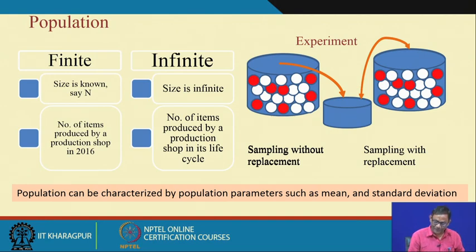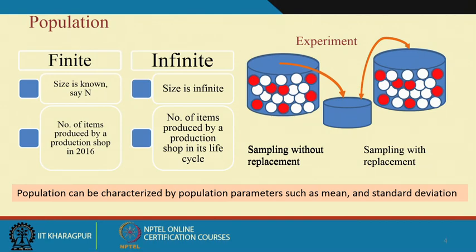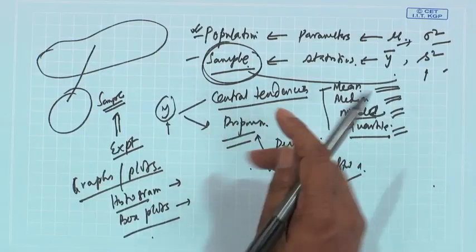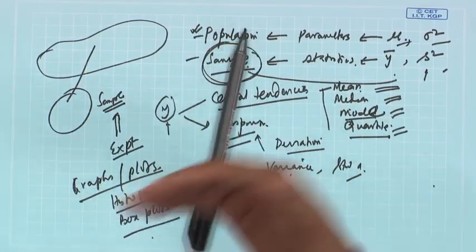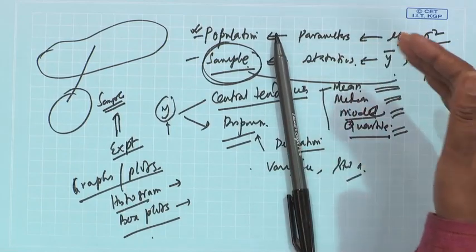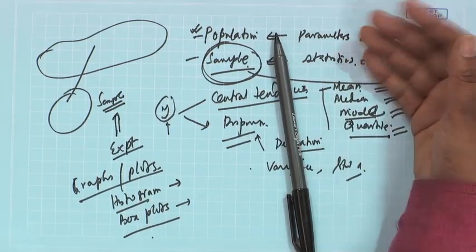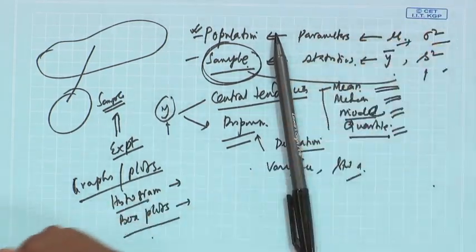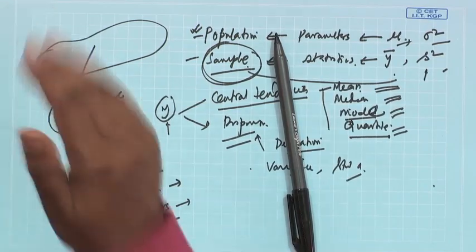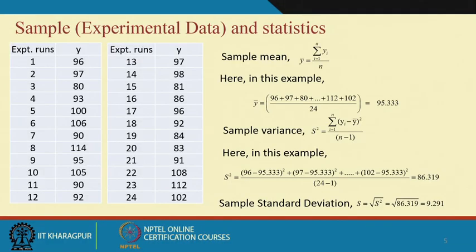As I told you, a population is characterized by mean and standard deviation. These are the parameters of the population, and we basically infer these population parameters from a sample, and in our case this sample is coming through experimental data. So, experimental data constitutes the sample.